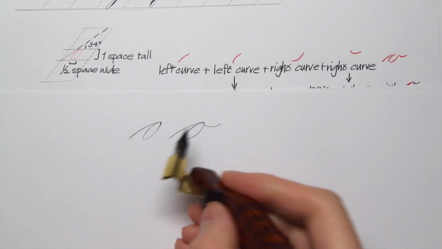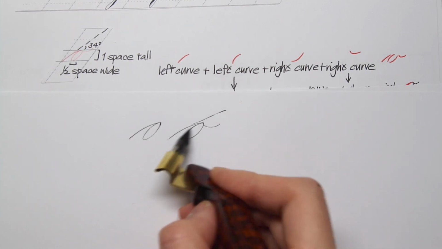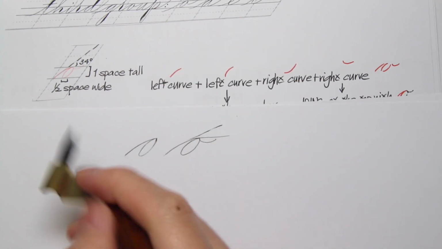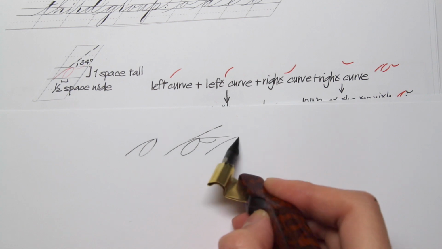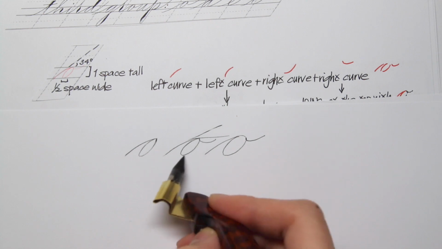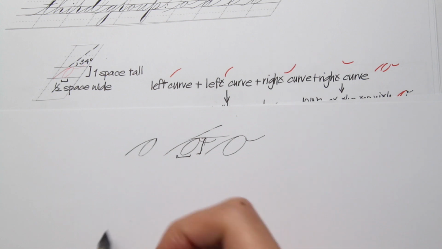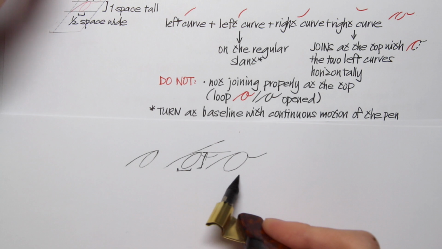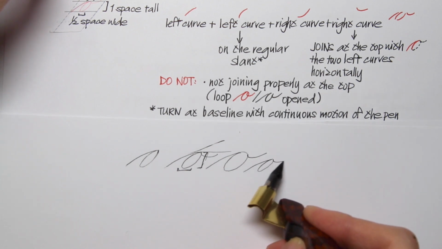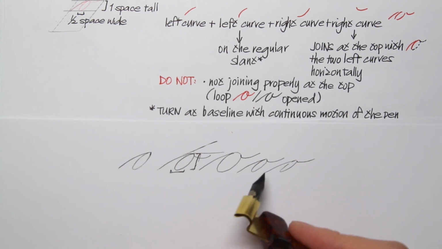So strictly speaking, this left curve, the angle that it is on, as I demonstrated here, is 34 degrees. And make sure that your O isn't too fat, like that. The width of this should be half the width of its height. The key of this letter, again, is to turn at the bottom with a continuous motion. So it's a good idea when you do your cross drills to practice it with the letter O as well.